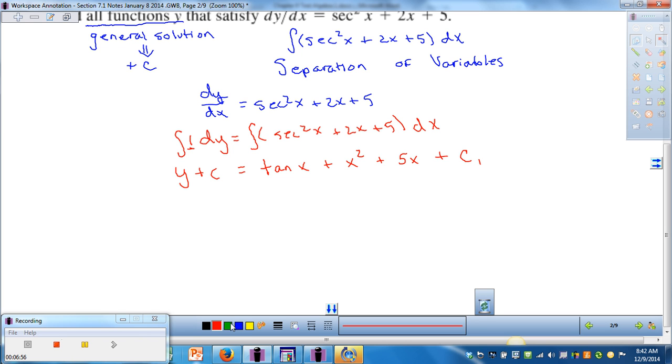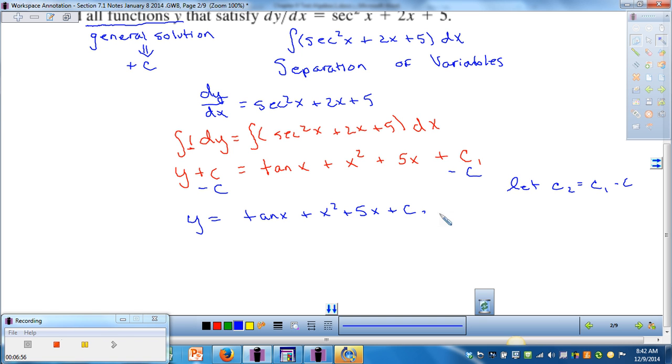So, this is the only time you'll have to do it this way. From now on, I'll show you what you can do. But if we were solving for the general solution, we want to solve for y. So I would move this c over to the other side, and I'd be combining these two c's. Well, they're both constants, so I'm just going to name a new constant. I'm going to say let c2 equals c1 minus c. So now I can just write it as y equals tan x plus x squared plus 5x plus c2.